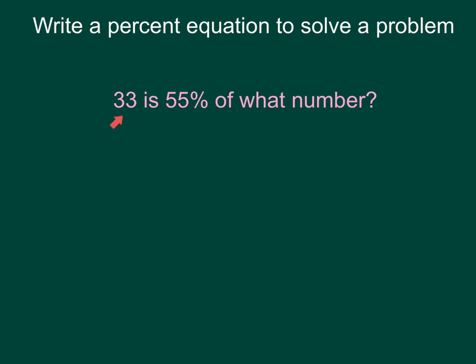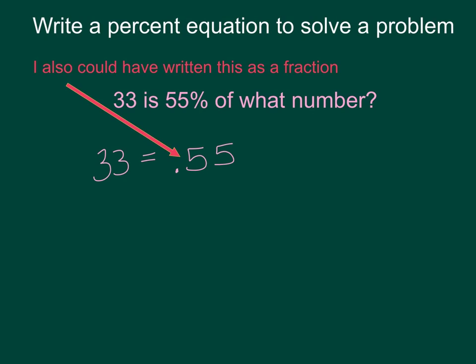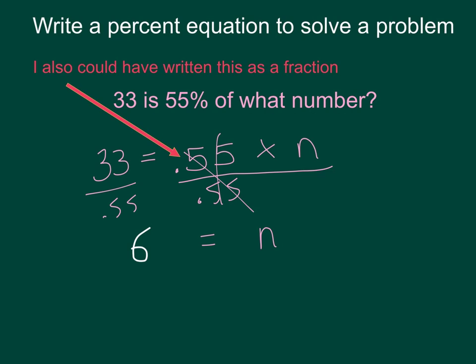Alright, this one here, 33 is 55% of what number? So here again, I want to do 33 is my equal, 55%. Alright, I know that's 0.55 as a decimal. Of times what number? I'll put n. So here again, I need to divide each side by 55 hundredths. Alright, and that cancels these out. And that leaves me with n equals 33 divided by 55 hundredths. And when I calculate that out, I get 60.